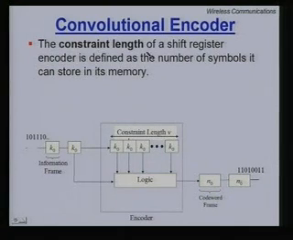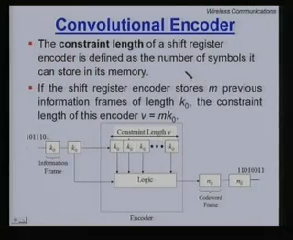So, the constraint length of a shift register encoder is defined as the number of symbols it can store in its memory. If the shift register stores m previous information frames of length k naught, as shown here, the constraint length of the encoder nu is equal to m times k naught. You will find several other definitions of the constraint length in the literature. This is one of the popular ones.